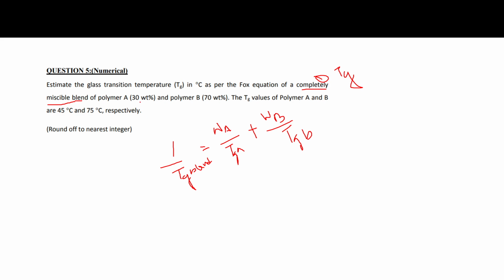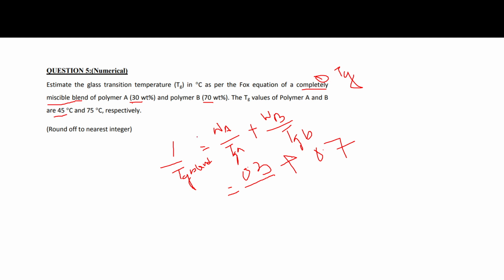So now the weight fraction is given: for A it is 30%, so it should be 30 divided by 100, so it will be 0.3, right? A is given as 30% and B is given as 70%, so the weight fraction of B will be 0.7. Now the Tg of A is given as 45 degrees centigrade.